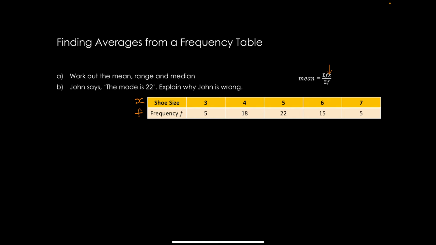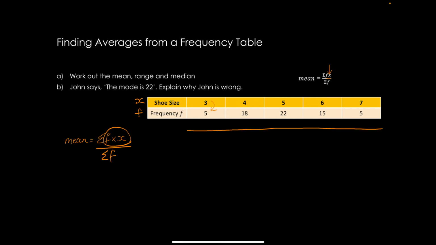Okay, now the mean is the sum of the frequency times x, because it's fx there, all divided by the sum of f. So what we need to do first is create an extra line here, and we need to do f times x for everything, because it's asking us to do that just there, f times x.